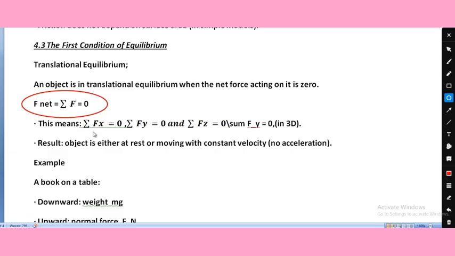This summation of forces can be taken along the axes. The summation of force on the x-axis is equal to zero. The summation of force on the y-axis is equal to zero. The summation of force on the z-axis is also zero, when we are talking about three-dimensional forces. The result is that the object is either at rest or moving with constant velocity, with no acceleration.